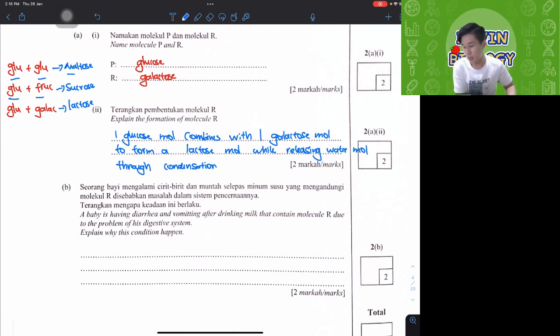Next, a baby is having diarrhea and vomiting after drinking milk that contains molecule R, due to a problem with his digestive system. So this is obviously a lactose intolerant problem. People who cannot digest milk sugar, lactose. So explain why this condition happened. If you mention the condition, the baby is lactose intolerant, 1 mark.